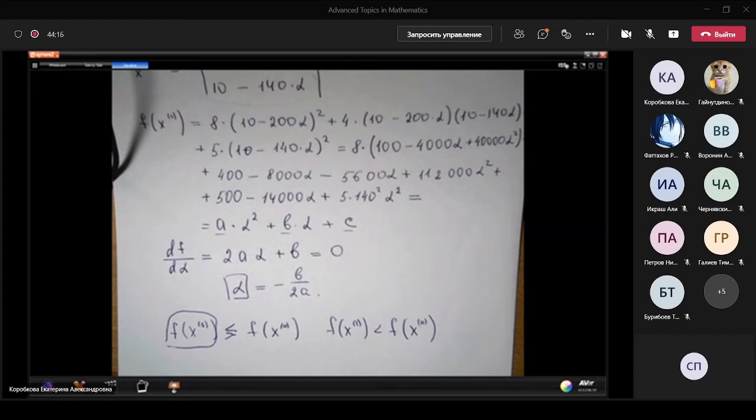And our new point should be calculated from the previous one. Once more, we choose the direction of our step opposite to the gradient at this point. And we should multiply it by the inverse Hessian matrix.